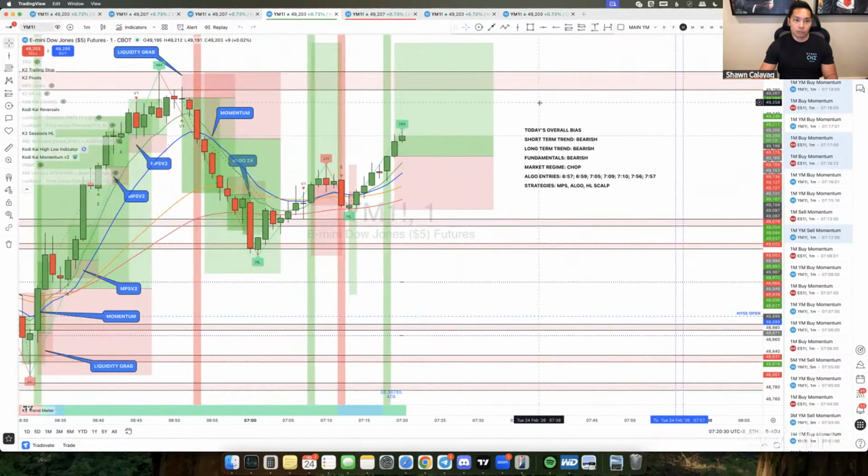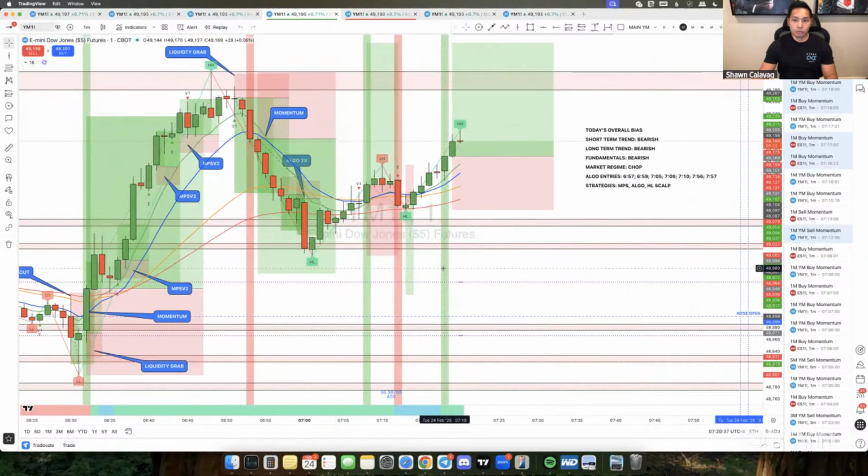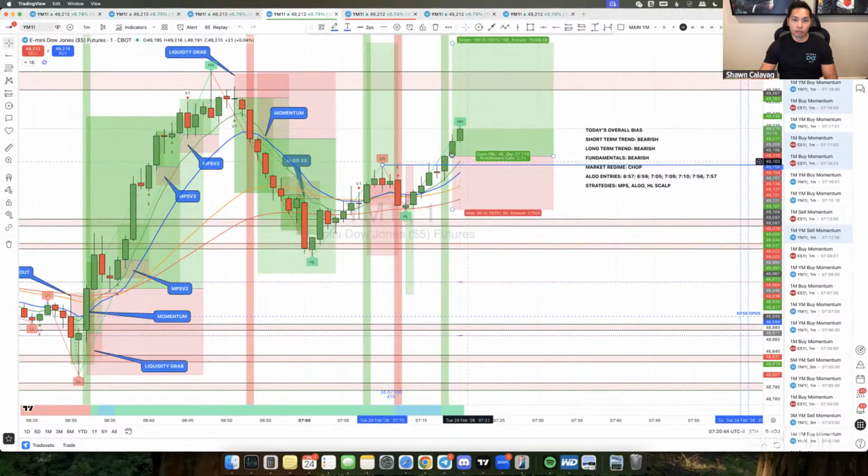So I'm going to look for an opportunity here to maybe get in for a buy. Whether it be an MPSV2, whether it be a high-low, or let's see. No, there's no high-low scalp here. Or there was a high-low. This was actually a triple confluence. I don't know if anybody saw that.